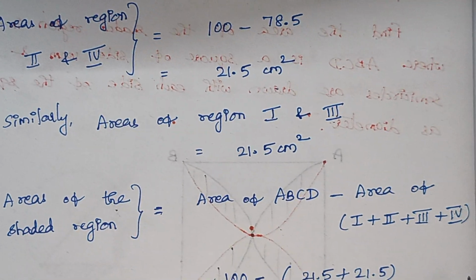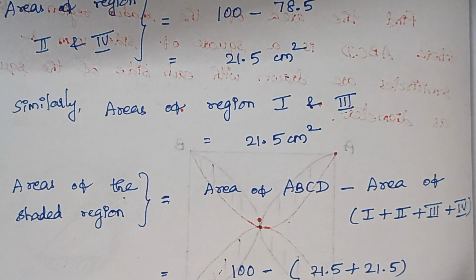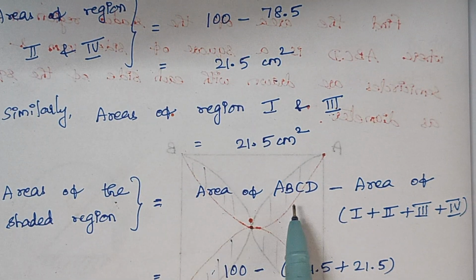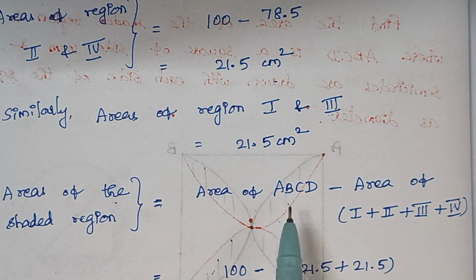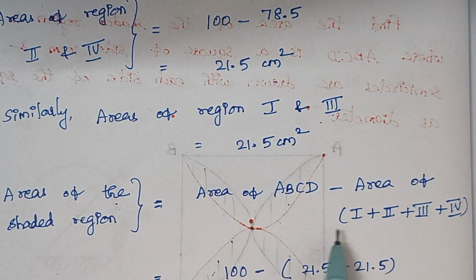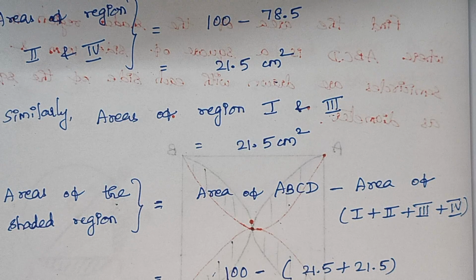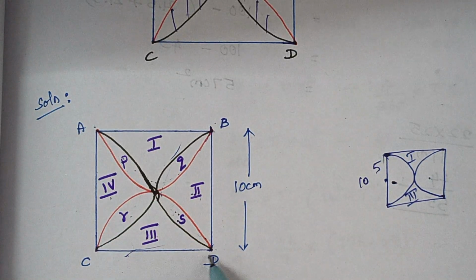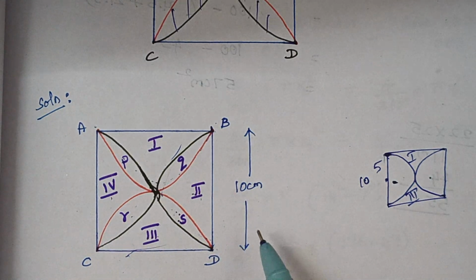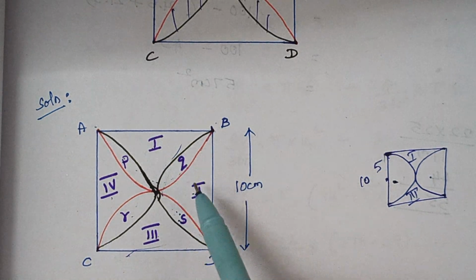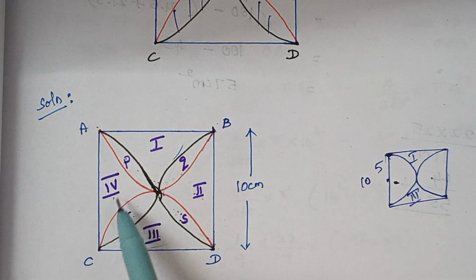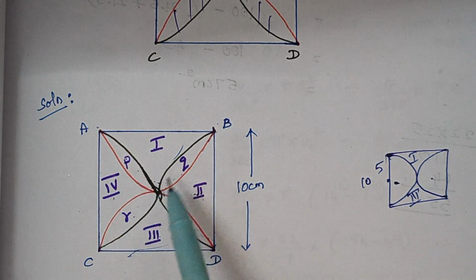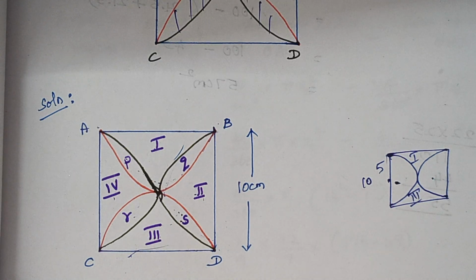So now the area of the shaded region. How to find the area of the shaded region? That is the area of ABCD, that is the area of the square, minus the area of the 4 regions, right? So again when you look back, you see the area of the square minus the area of region 1, 2, 3 and 4. When you subtract this, automatically we will be getting the shaded region PQRS, right?